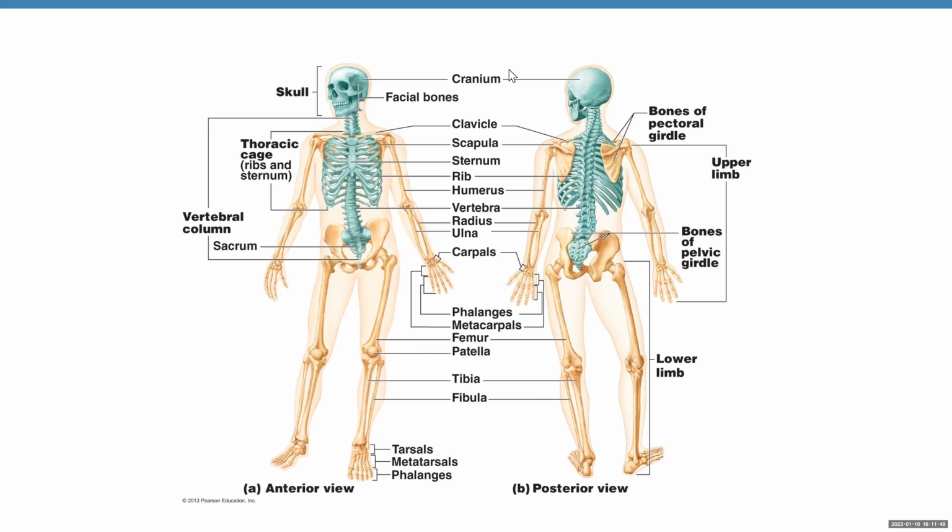On the diagram over here, you can also see the axial skeleton: the skull, thoracic cage, and vertebral column. And everything shown here in yellow is part of the appendicular skeleton that we will cover later in this chapter.